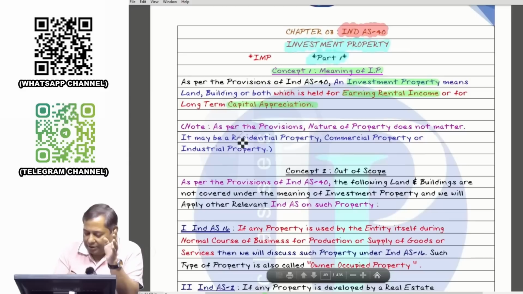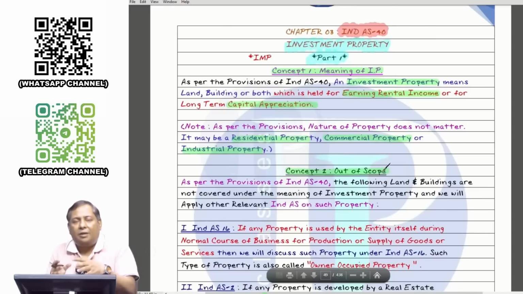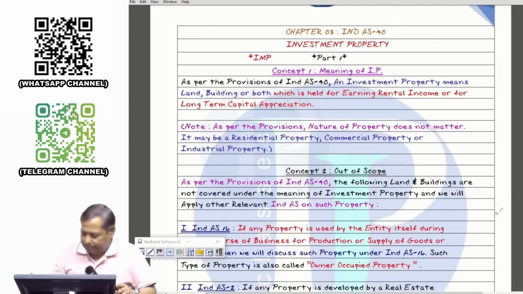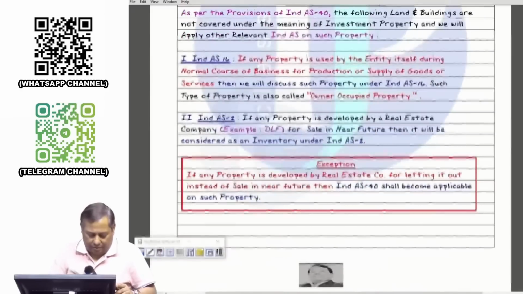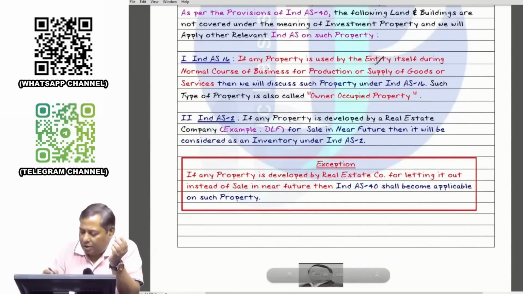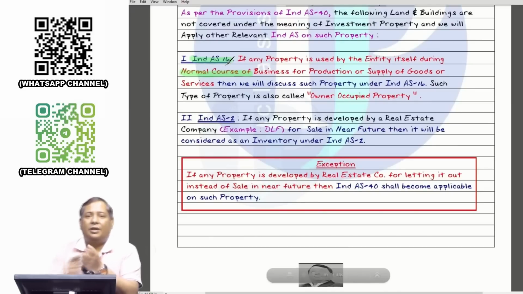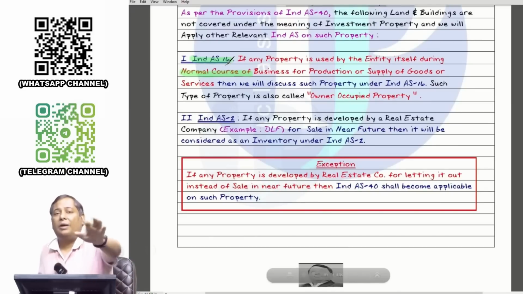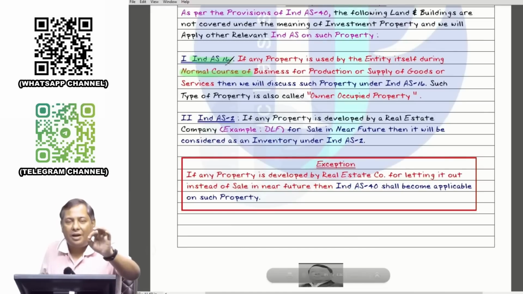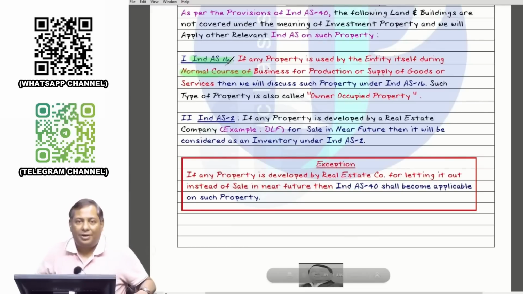Your property can be anywhere. The property can be residential, commercial, industrial. Then, out of scope, different Ind AS are applied on land and building as per its intention. For example, if you use any building as part of your normal course of business, then write Ind AS 16. We will classify this as property, plant and equipment. Another name for it is owner occupied property. PPE is called owner occupied property. It means the owner has occupied it himself.